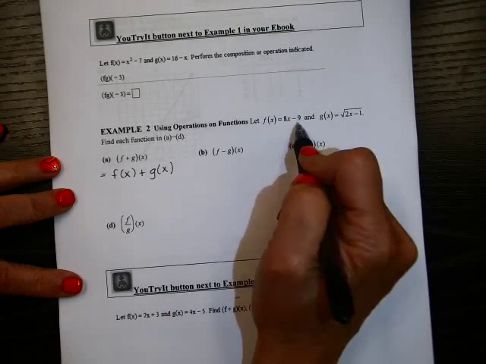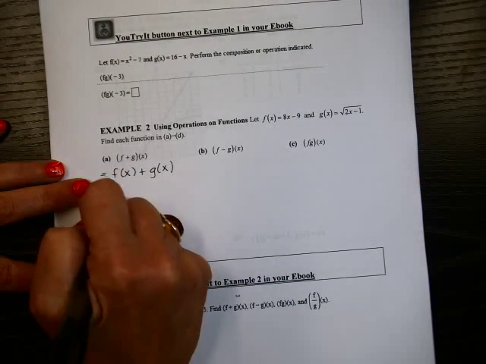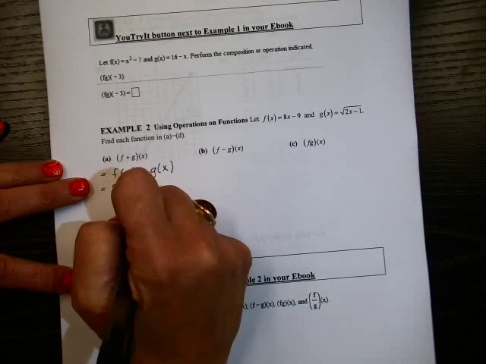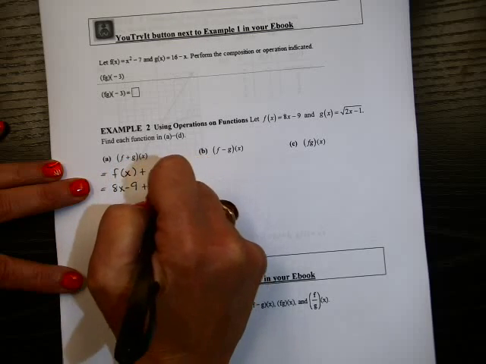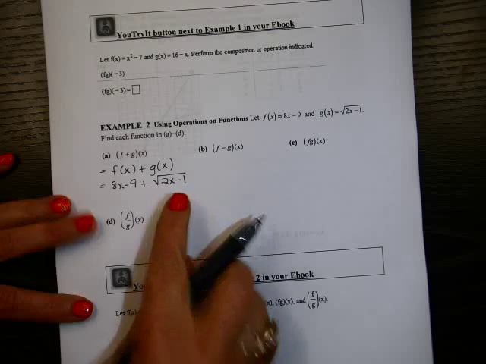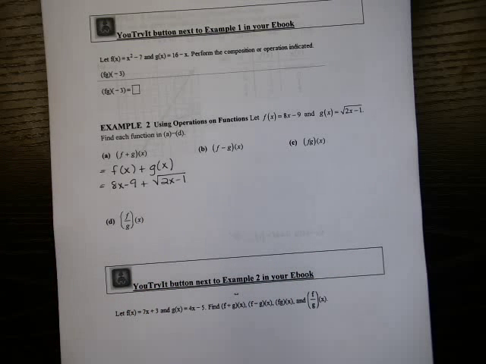I'm going to take f of x, which is 8x minus 9, and add it to g of x, which is the square root of 2x minus 1. Notice there are no like terms. That's it. You added the two functions together.